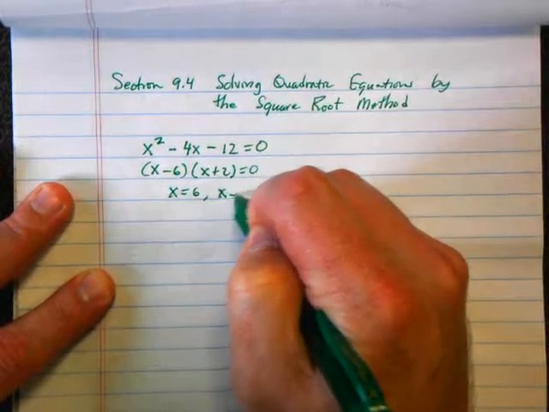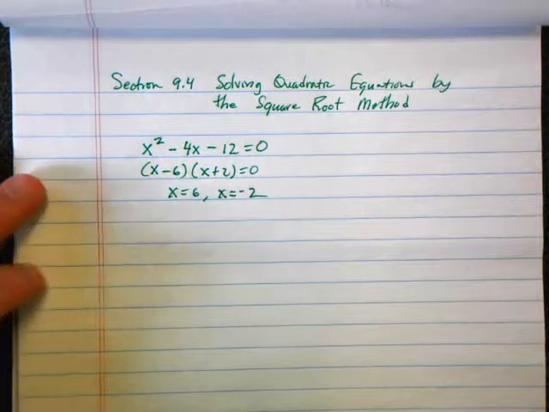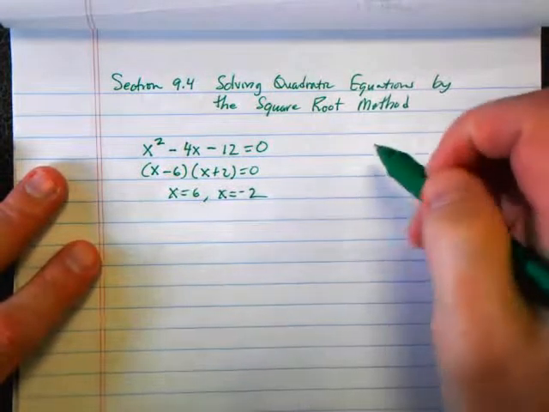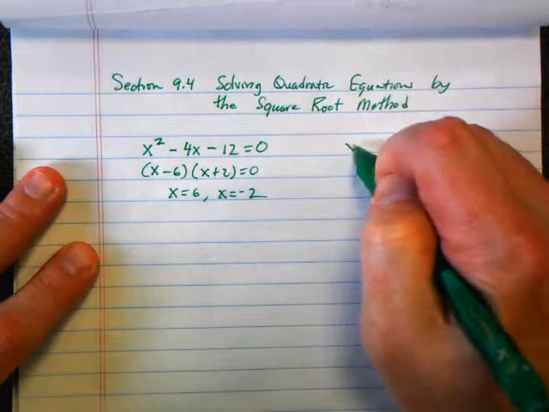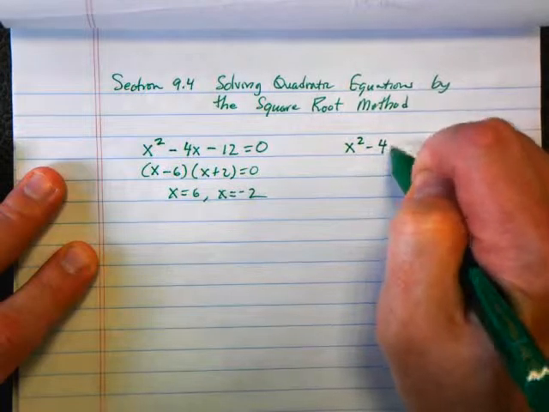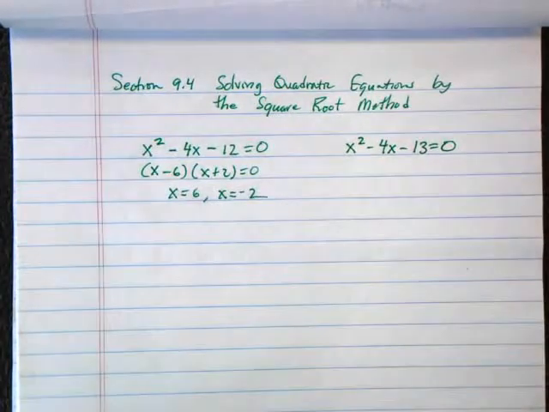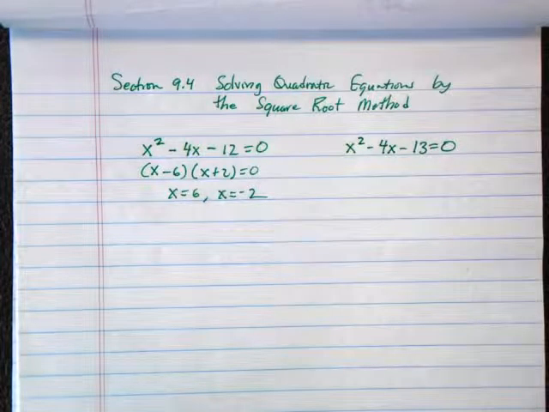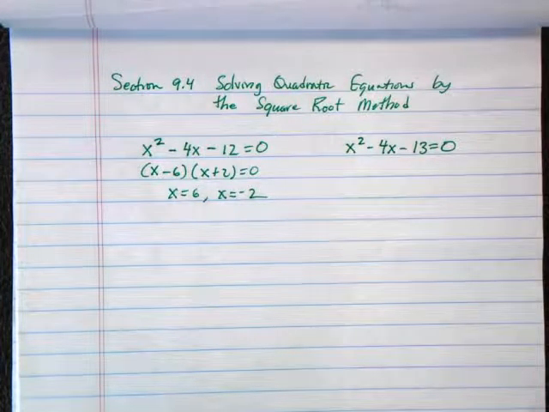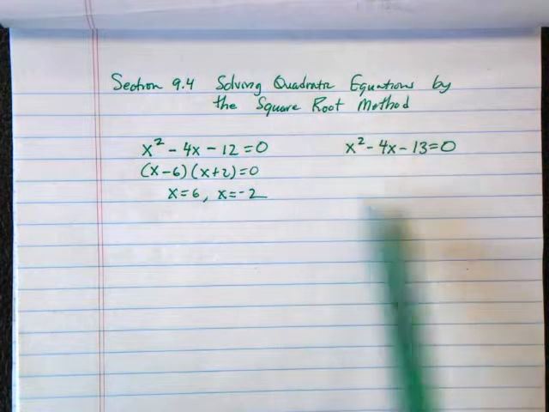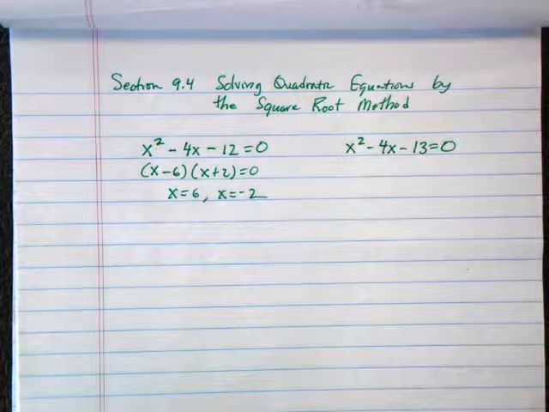If I were to change that problem ever so slightly, make it x squared minus 4x minus 13 equals 0, that doesn't factor. That's prime. And many quadratic functions, like this one, are prime. You can't factor them. It doesn't mean that there's no answers. We could graph this on our calculator, and we could see that there are answers.